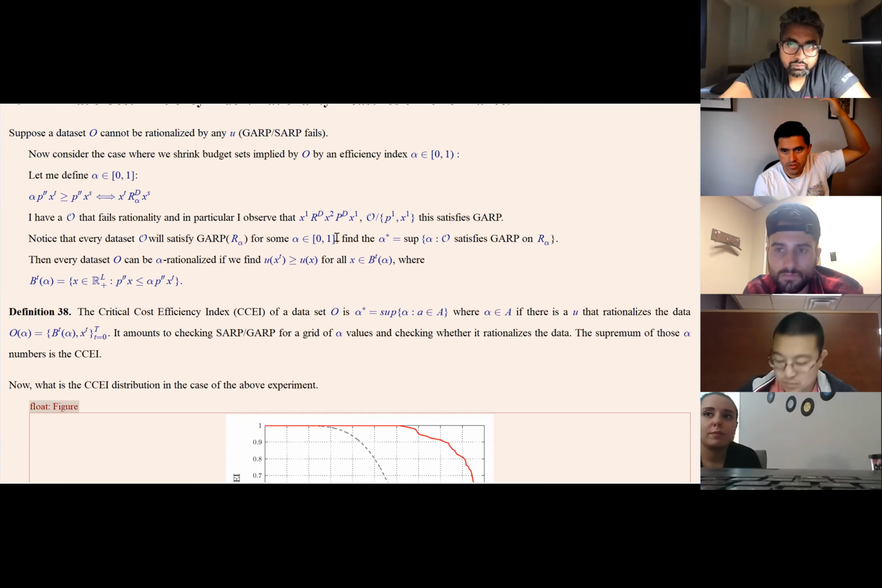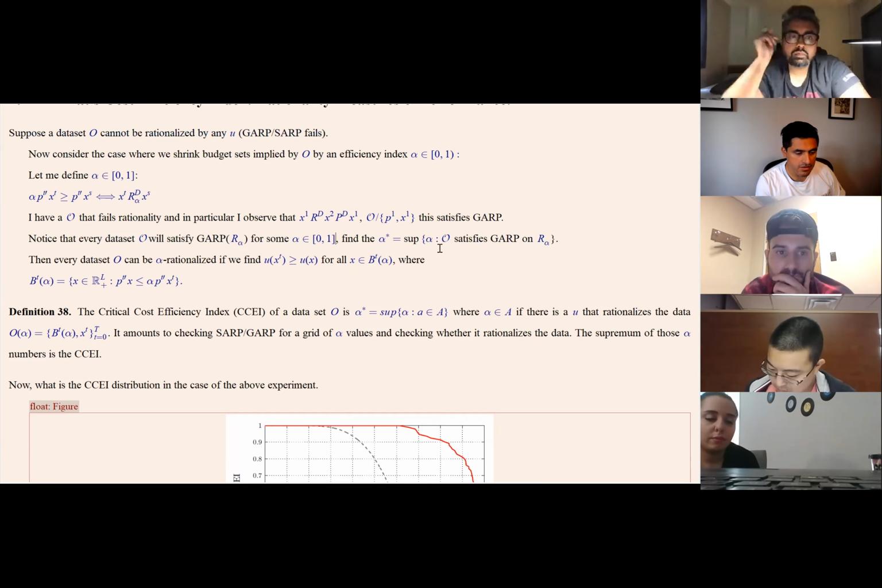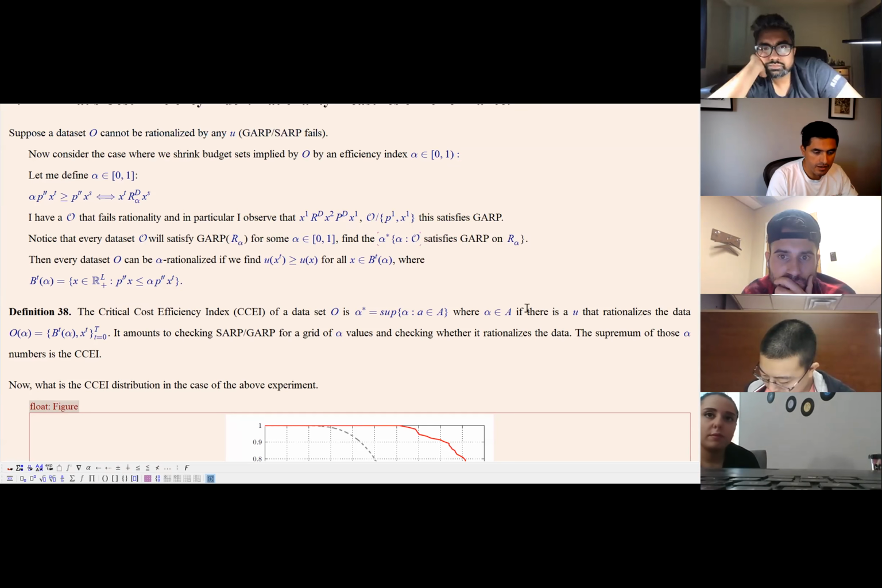If I allow 1, so it's going to be closed, and you can take the max. So we can change it to max, I guess. Let's just do a max. Okay, so let me change it all to 0, 1.